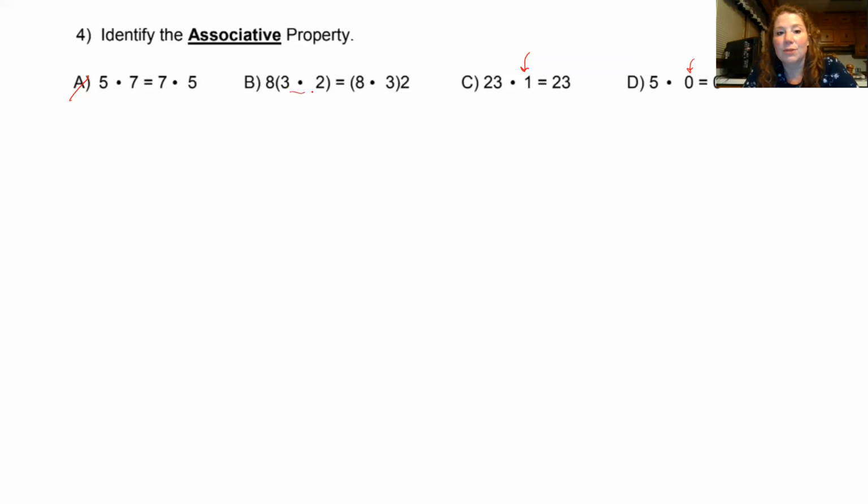Here they group 3 times 2 first, so 6 times 8. And then the second one, they want you to multiply 8 times 3 first, which is 24. And those both equal 48. So we changed our grouping in letter B.